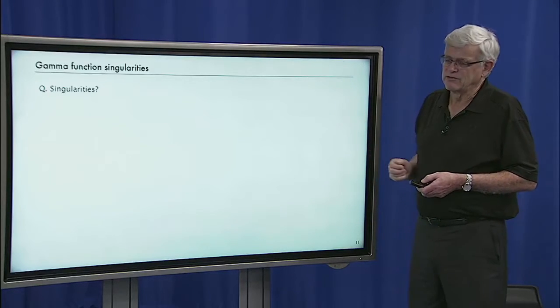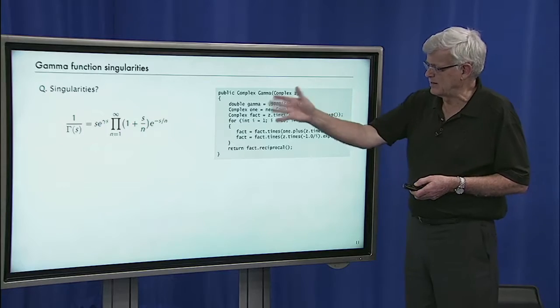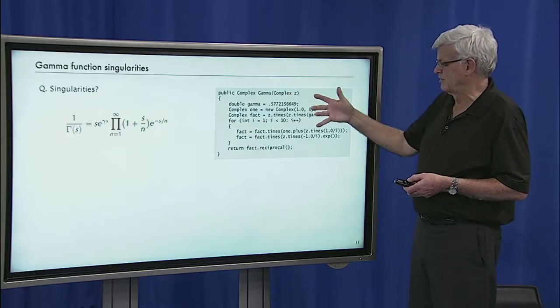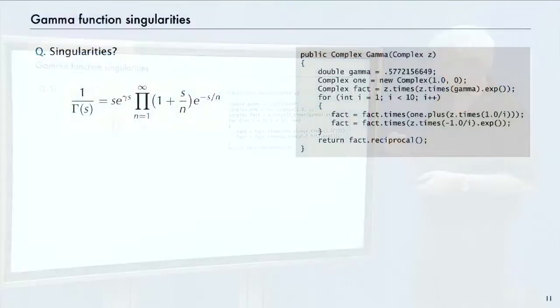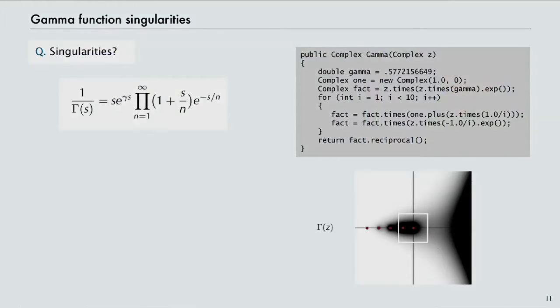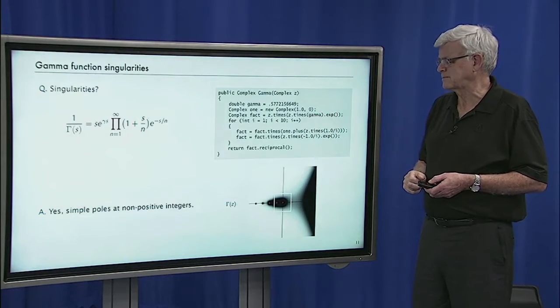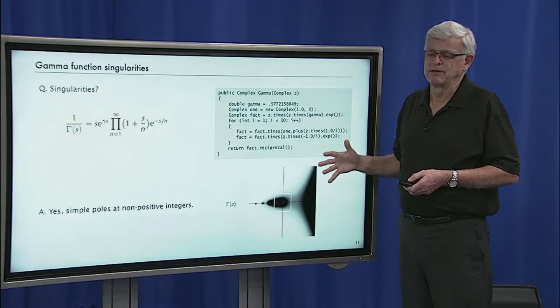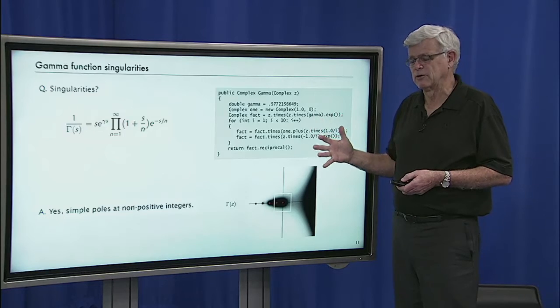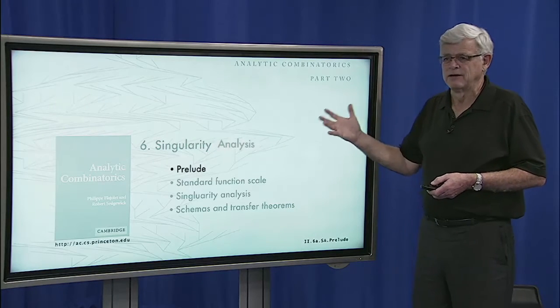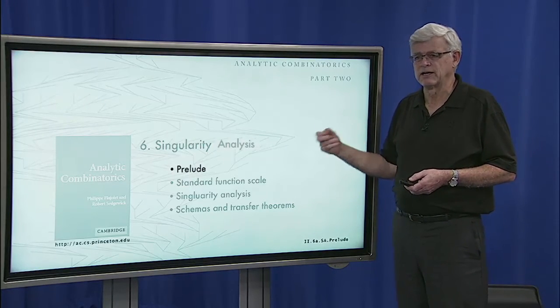What about singularities of the gamma function? Well, we can use that Weierstrass representation to just compute the gamma function. And we can then develop a plot. And that's the plot of gamma of z, and from the plot it's clear that there are singularities, and there are other ways to show it. So actually the gamma function has simple poles at the non-positive integers. So with all those basic properties now, we're prepared to start to take a look at singularity analysis. That's a prelude: the square root, log, and gamma functions.